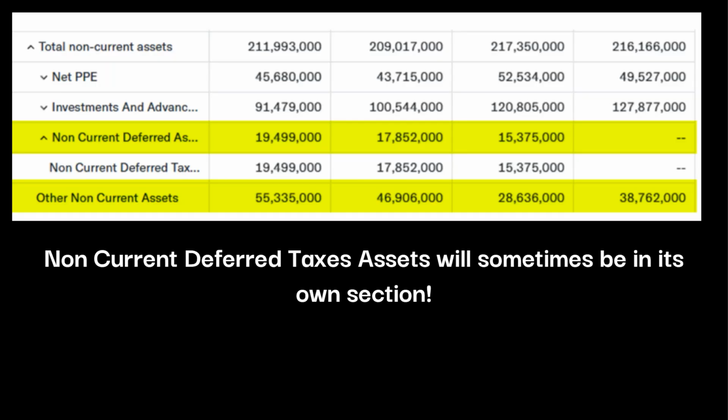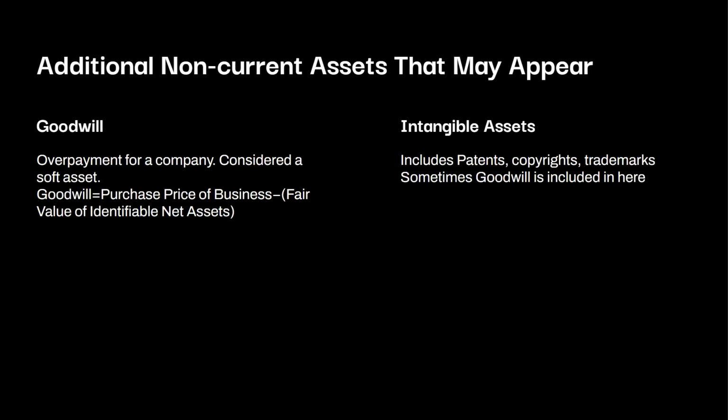And then we go over here to Yahoo, right? They have it split up. They have non-current deferred, 19,499, and other non-current. So sometimes you'll have this in its own section, or sometimes it is rolled up. It's a personal choice. All right, so additional ones that you may see, goodwill as well as intangible assets. Goodwill is like overpayment for a company. It's considered a soft asset. So goodwill equals the purchase price of a business minus the fair value of its net assets. And then you have something called intangible assets, which includes patents, copyrights, trademarks, and sometimes you'll see goodwill represented in here. And again, we talk about liquidity, right? This is why you see this at the very bottom.